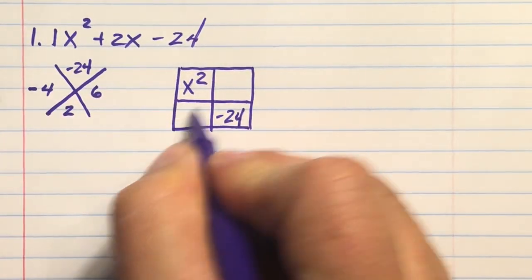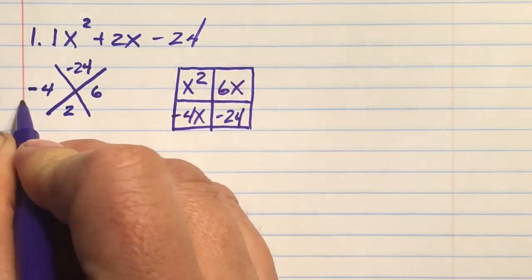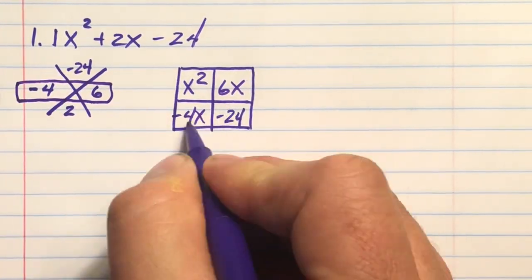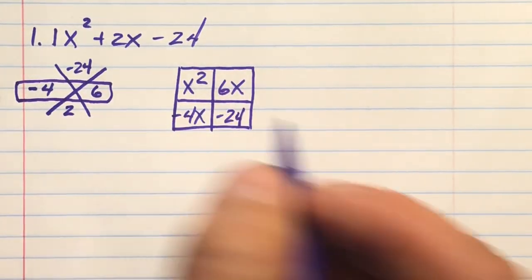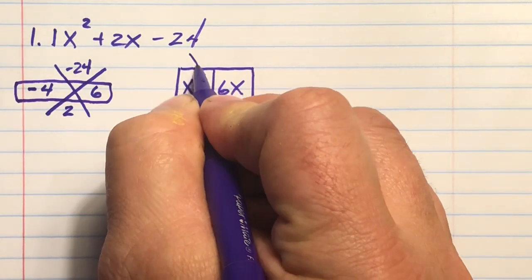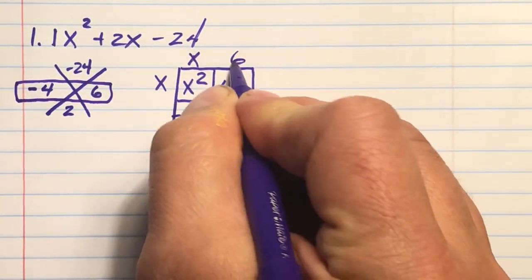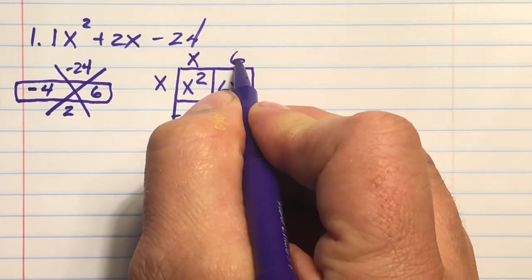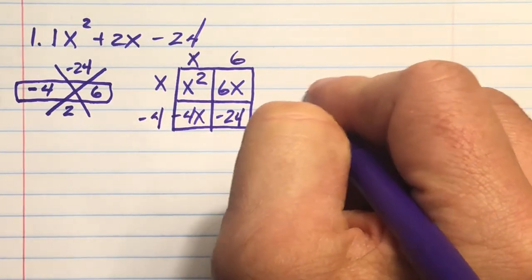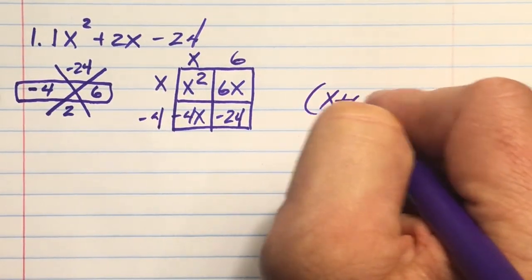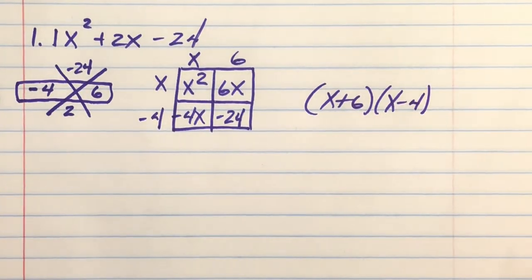And then these two numbers, it doesn't matter, negative 4x and 6x. Those are the two factors that we're going to use, okay? So they go right there. And then it's just a matter of finding the GCF of each column and each row. So I've got x here, x times x is x squared, x times 6 is 6x, and 6 times negative 4 is negative 24. So my two factors are x plus 6 and x minus 4. Okay, done.